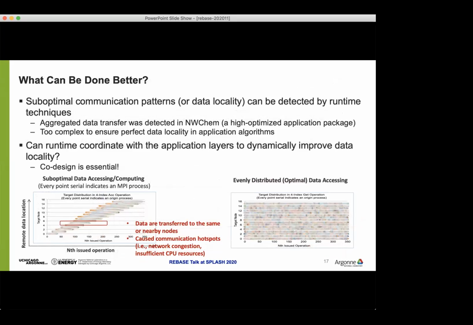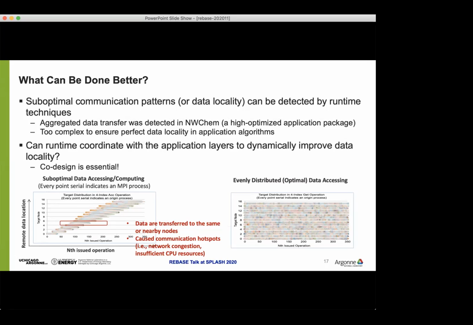Okay, so here I also want to show what we can perhaps do better if we have a larger scope of co-design across application and runtime system. This problem, we cannot resolve today. What I want to show here is that through the adaptation system, we observed that applications like NWChem still have some communication patterns that are not balanced and distributed across different computing nodes. Basically, we call it bad data locality.